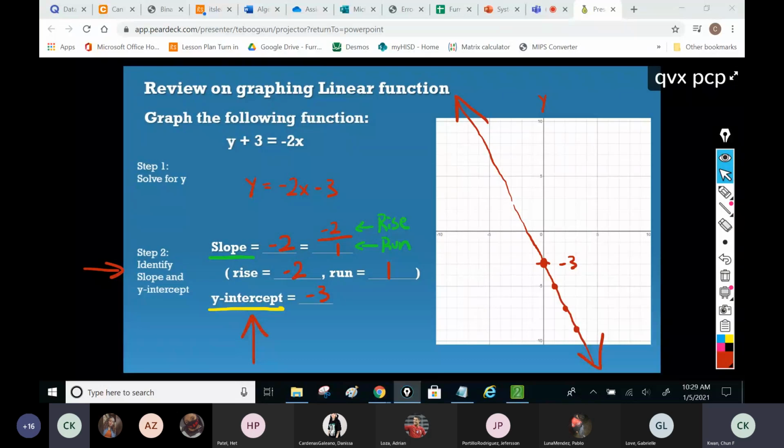The reason I'm talking about linear functions is because you need to know how to graph these so that you can carry over and graph an inequality. And I take it a lot of you guys probably forgot how to do these. So, that's why we are reviewing how to graph a linear function.